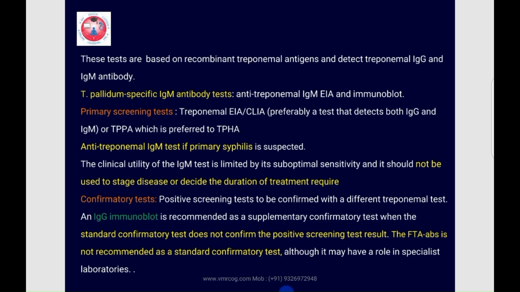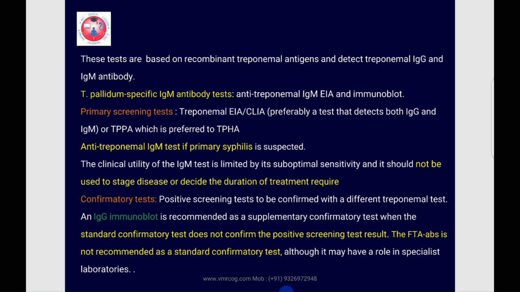So initially we have seen the types of test, that is treponemal tests and non-treponemal tests. Non-treponemal we had only two, that is RPR and VDRL, while treponemal tests were many, out of which we have mentioned that FTA-ABS will not be our option. Then we have EIA, CLIA, TPPA, TPHA and immunoblot. Now let us see this classification, that is the tests which are used for screening and the tests which are used for confirmation.